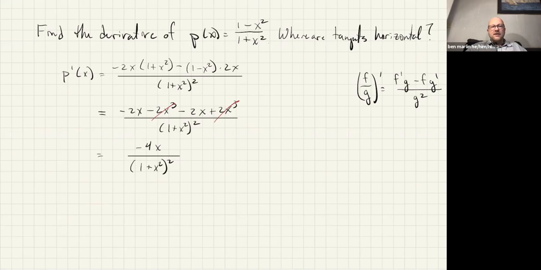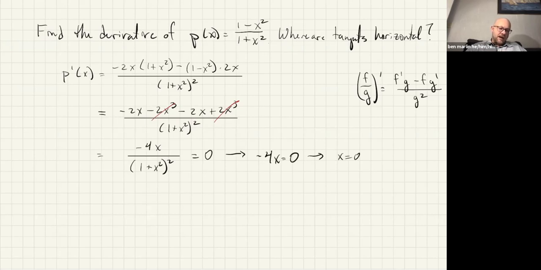Now the question asked us, where are the tangents horizontal? That would be where the slope of the tangent is 0, or the derivative is equal to 0. If you have a fraction that is set equal to 0, the only way that can be satisfied is if the numerator is 0. So we have here to deal with minus 4x equals 0, which says that you are dealing with x equals 0.